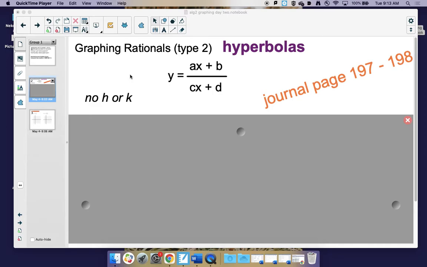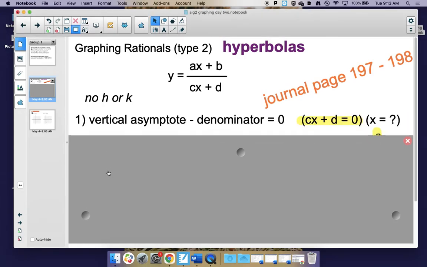The problems we're going to do are at the bottom of page 199. Since there's no h and k, we have to find our asymptotes a little bit differently. The vertical asymptote you find by setting the denominator equal to 0, which is kind of what we did yesterday. We said it was always the opposite.